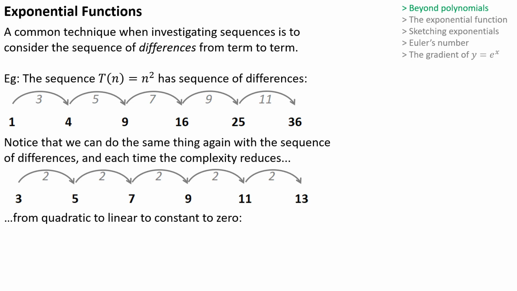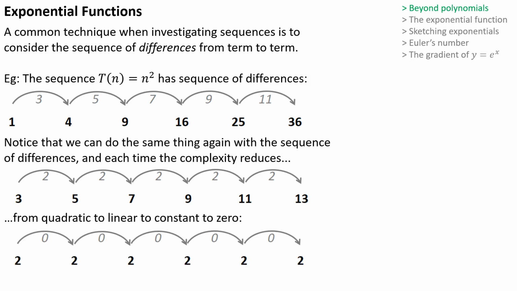So a quadratic sequence has a linear sequence of differences and a constant sequence of second differences. And if you go all the way to the sequence of third differences, you get 0. So the gap between 2 and 2 is, of course, 0 all the way along.